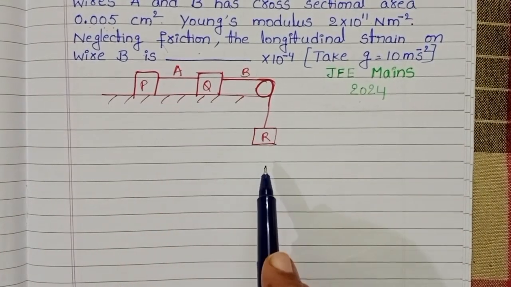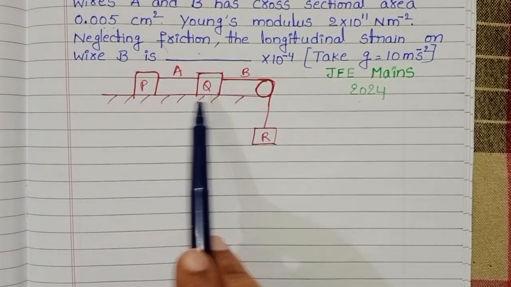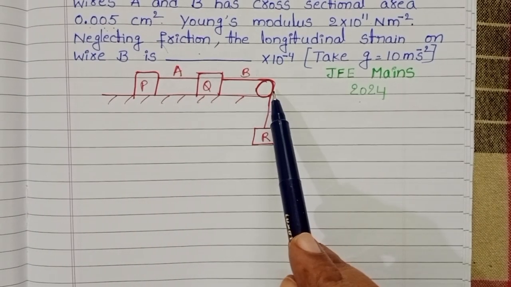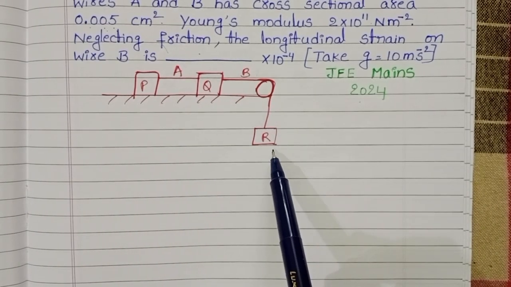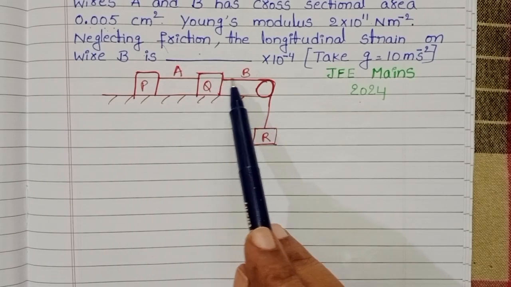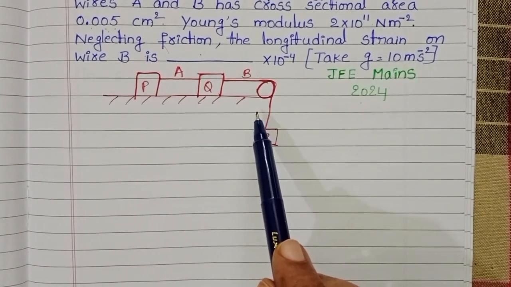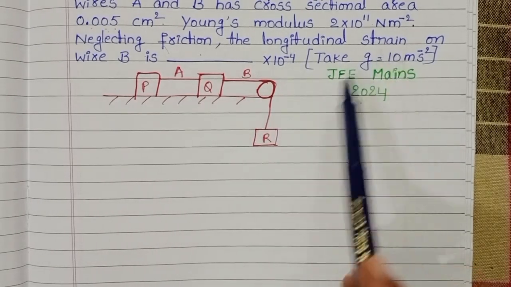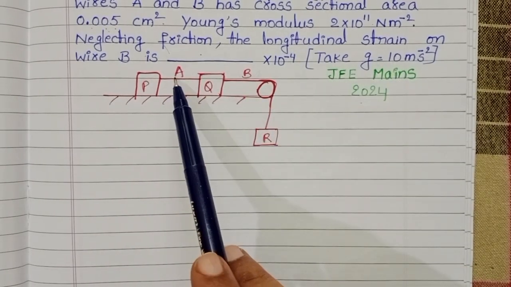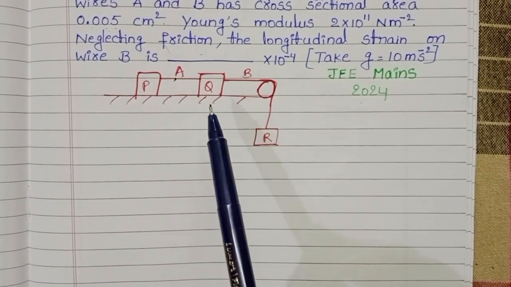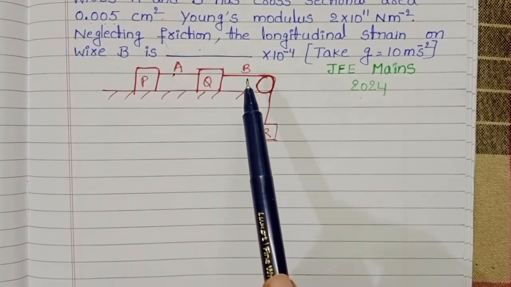This is the given diagram. These two blocks are placed on the frictionless surface, and with the help of a pulley, another block of the same mass is attached to the second block. In this question, we have to find out the longitudinal strain on the wire B. This is the first wire and this is the second wire. So first calculate the acceleration of the system.